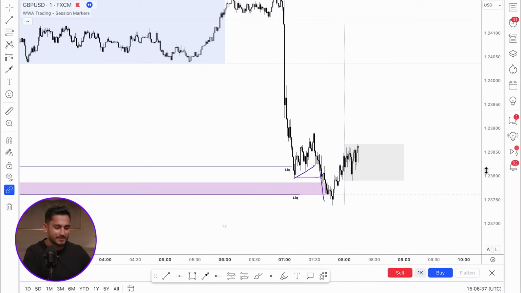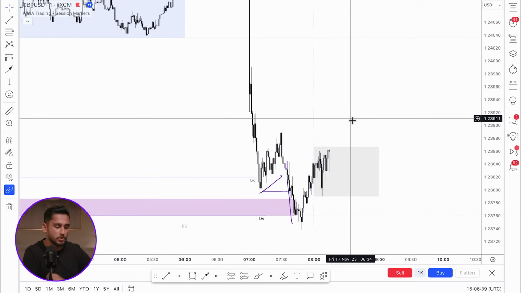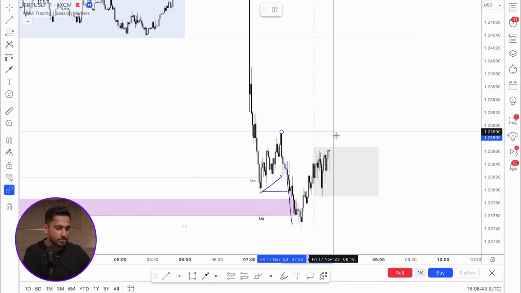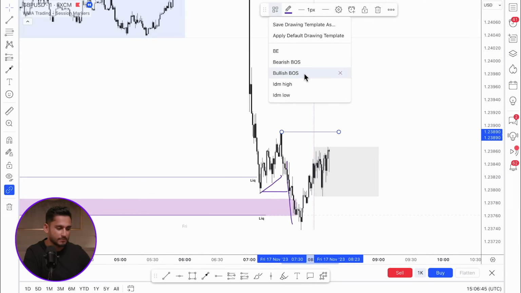So now we have to go to the next default. And the next default will be the intentions of M1. Now, all I really need to see for this to give me some conclusivity is potentially a break of structure to confirm bullish intent. So that's the first thing I'm going to be considering.